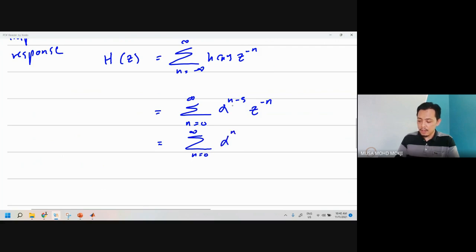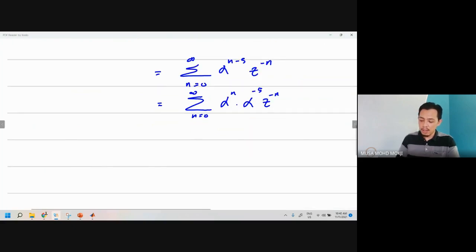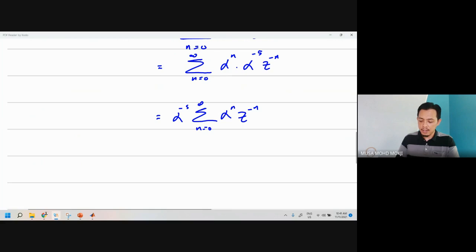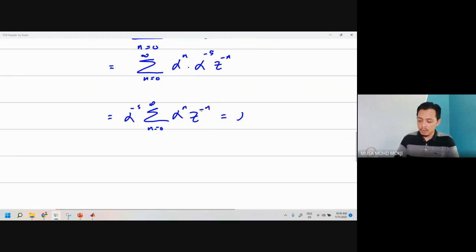So we can expand that. This is actually alpha^n multiplied by alpha^(-5) z^(-n). And alpha^(-5) is a fixed value, because it doesn't have any variable. The variable is n, and this is a fixed value. Any fixed value you can bring out, and then you'll have the sum of alpha^n z^(-n). Then we have what we call a common ratio. What is the common ratio? It is (alpha z^(-1))^n.